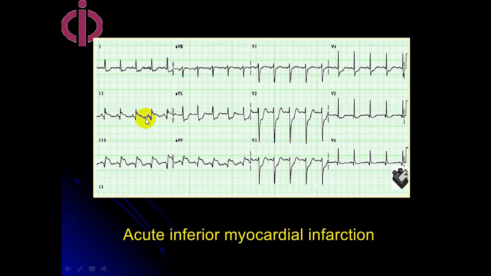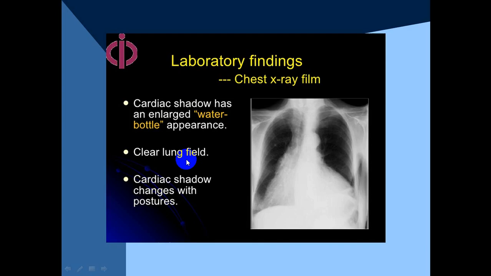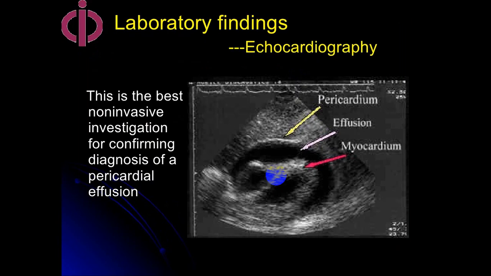If we compare it with acute STEMI, the ST segment elevation is convex upward, here in the inferior wall in lead 2, lead 3, and aVF. This is acute myocardial infarction. And this is a chest X-ray. If the effusion is large enough, there is cardiomegaly with a water bottle appearance. And on echocardiography, if there is effusion, this is the short axis, this is the amount of fluid, and there is a collapsed right atrium.